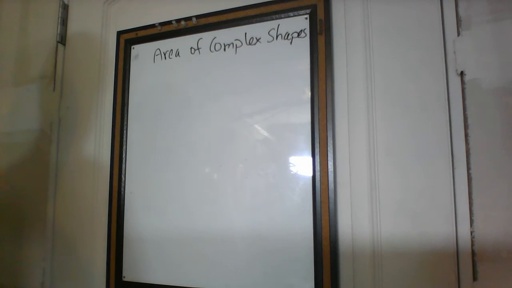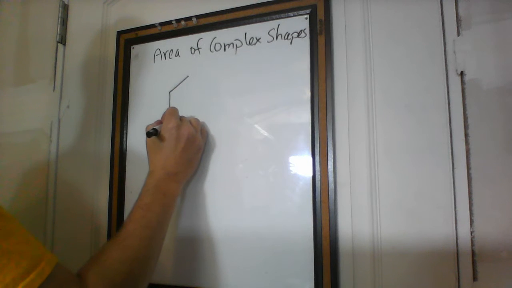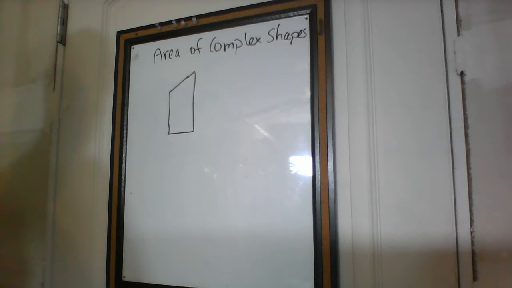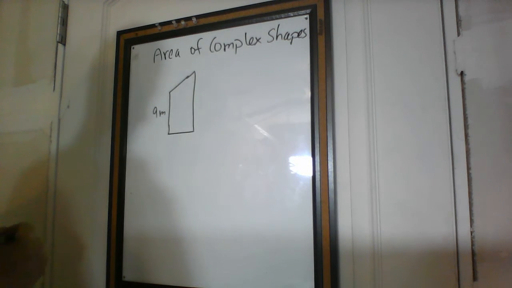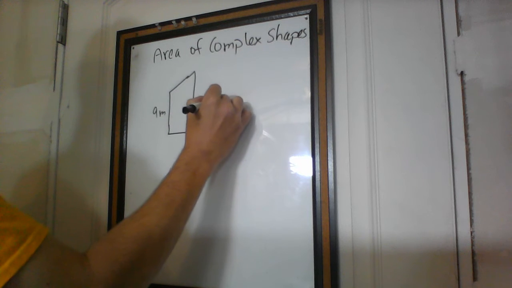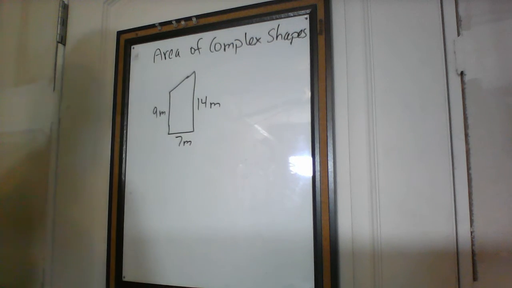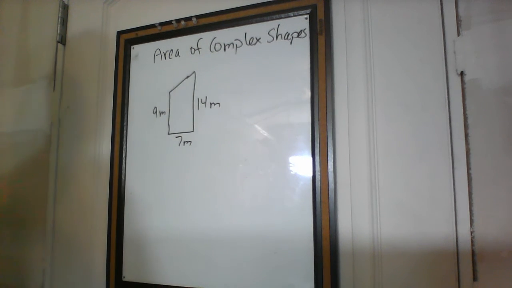Okay, so we are going to start with our first perimeter or area of a complex shape. So that's going to be our shape. We are going to do 9 meters, 14 meters, and 7 meters. Okay. So the way that we can solve this is we can break this into 2 separate shapes.